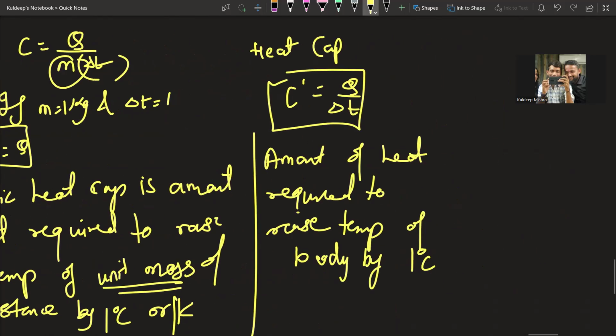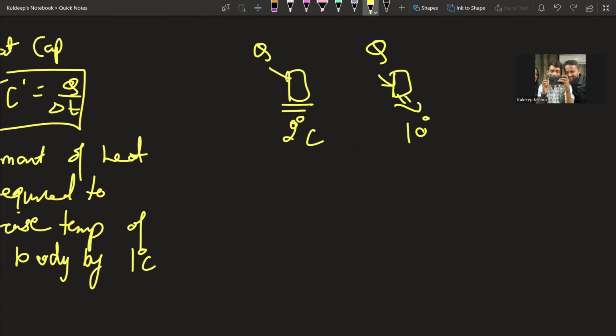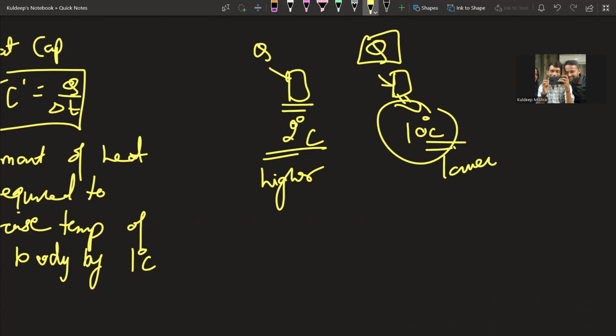And see, let us say you have two objects and you supply equal amount of heat, Q and Q. The temperature rise here is 2 degrees Celsius, and here the temperature rise is 10 degrees Celsius. So this has a higher heat capacity. This has a lower specific heat capacity. Okay, because even with a small amount of heat, its temperature is rising more. Delta T is more.